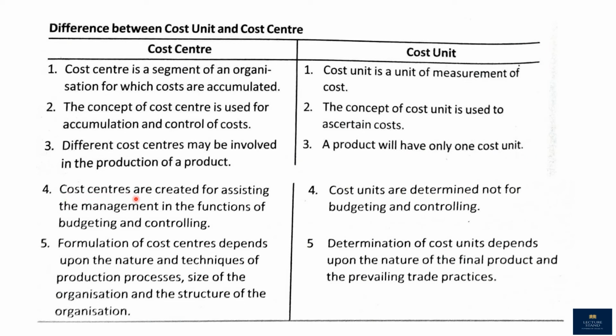Cost centers are created for assisting the management in the function of budgeting and controlling. Cost units are not for budgeting and controlling. Fifth one, formulation of cost center depends upon the nature and technique of production process, size of the organization and structure of the organization. For cost unit, the determination depends upon the nature of the final product and prevailing trade practices. Okay, this is the difference between cost center and cost unit.